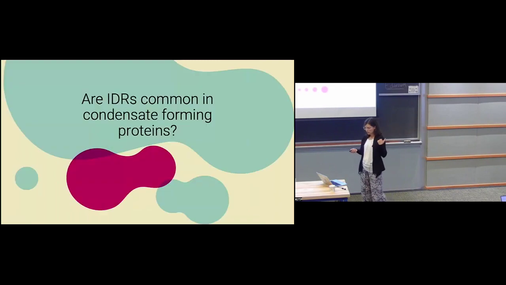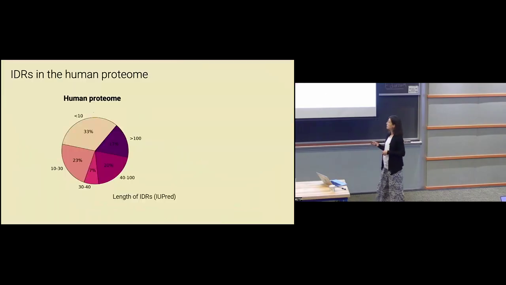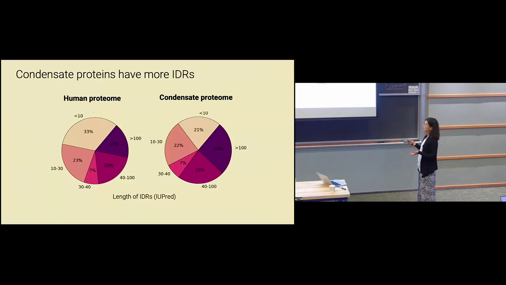You can also test, using this resource, whether IDRs are actually common in condensate-forming proteins. That's kind of the paradigm in the field. We can look at the composition of IDRs in the human proteome for different lengths, which I'm showing, and then we can see what it looks like for CD-CODE. The difference is actually not that great. There is, of course, enrichment, so there is more purple and pink. But there are 21% of proteins in CD-CODE that don't have even a 10 amino acid long IDR, based on some prediction.